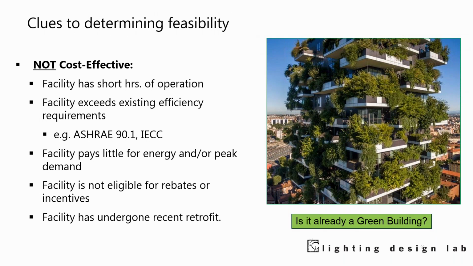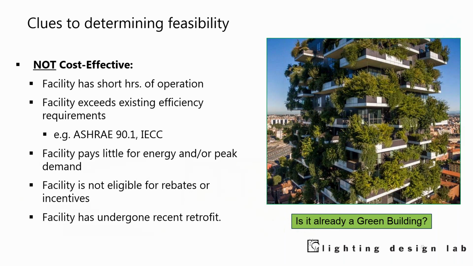Clues for maybe when it's not cost effective. It may already be a fairly green facility. Is it a green building? Is it relatively new construction? If so, it's probably built to a fairly stringent energy code. It may have short hours of operation. They may be using a lot of energy when they're operating, but then they're just a 9 to 5. There may be other reasons why it's not eligible for a rebate, so you might want to contact the utility and find out if utility rebates are a big factor in moving forward. Or maybe it's undergone a retrofit recently. So these are things to look at.